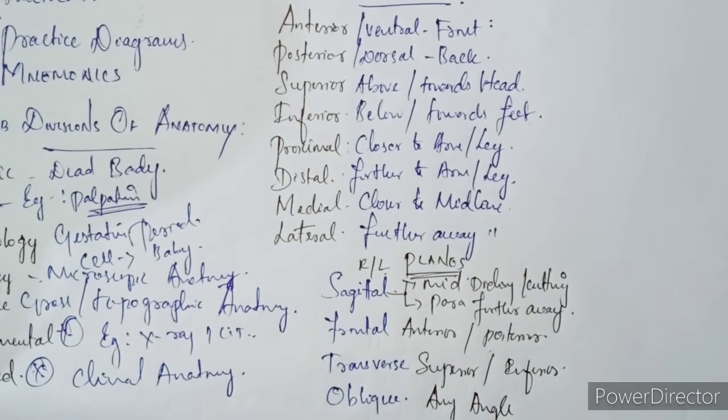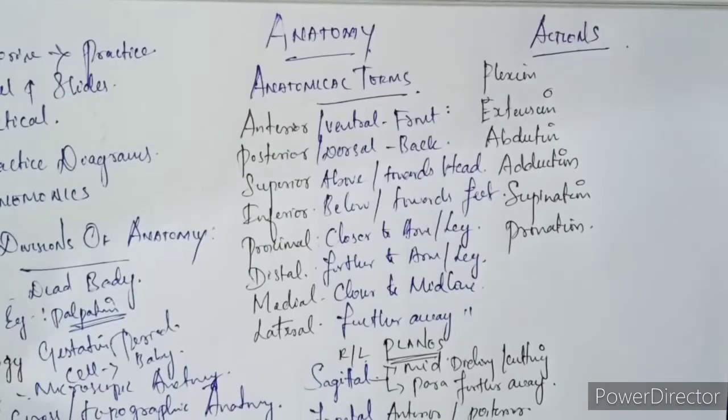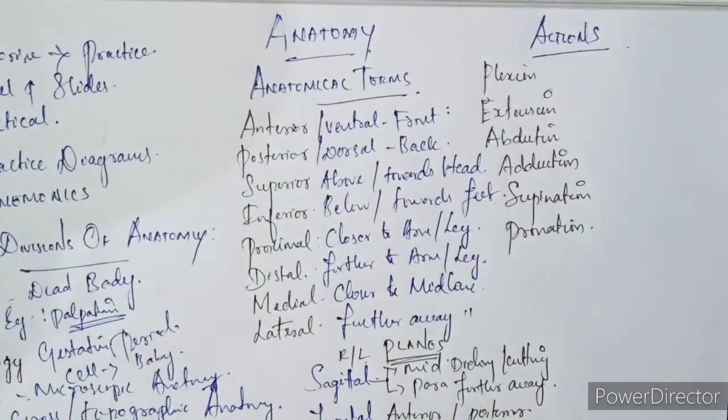That can divide the body into any angle. We have seen anatomical terms, that is anterior, posterior, superior, inferior, proximal, distal, medial, lateral, and we have seen the planes, that is sagittal plane, frontal plane, transverse plane, and oblique plane. Then we are going to see the actions.